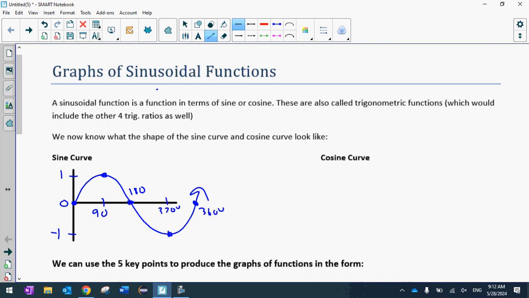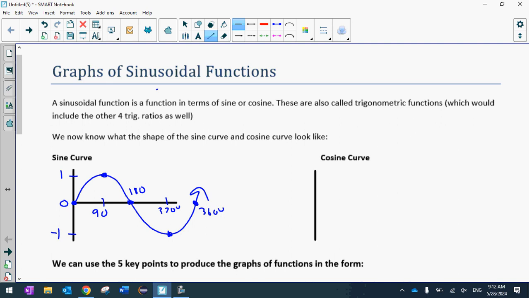Notice the key points are every 90 degrees apart. The period's 360. The 5 key points break the graph into 4 sections. Sure enough, 360 divided by 4 is 90. So they're 90 apart from each other. Think you could sketch that curve if I asked you to? 100%. Awesome.